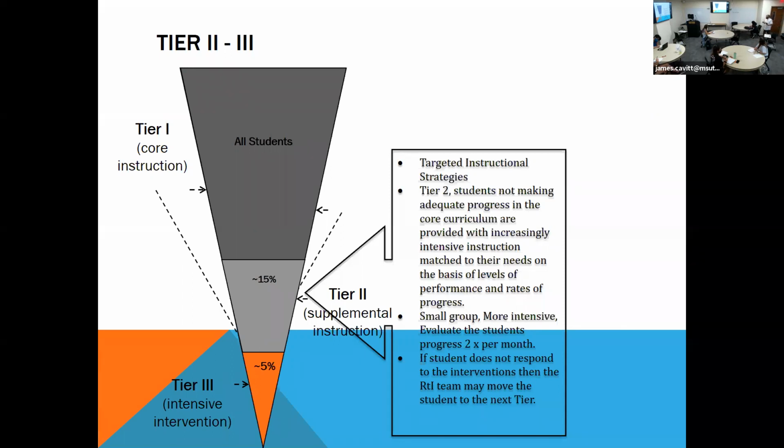At Tier 2, everything changes. It's no longer just the general education teacher. At Tier 2, we're needing to reduce some things. We need to intensify the intervention. So let's think about intensifying. How do you intensify something?